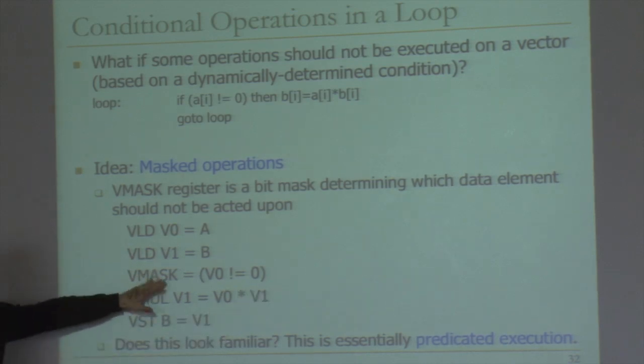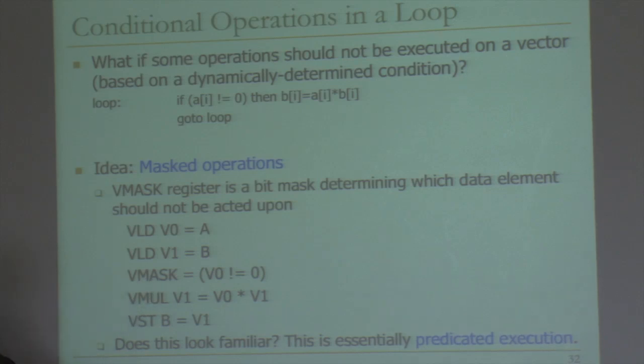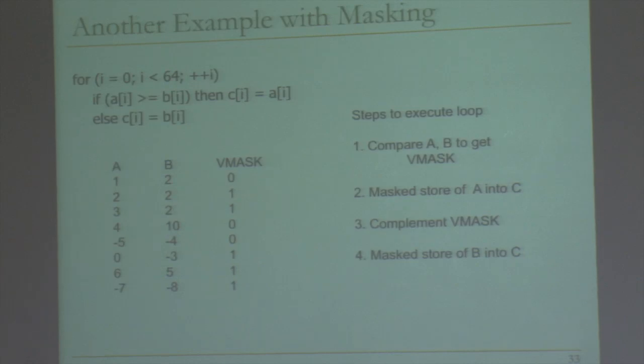And you can imagine having more vector mask registers. You can have vector mask register 1, 2, 3, 4, 5, and then you can keep doing conditional operations. OK, so another example over here with masking. I'm not going to go through this in detail, but this shows you a more complicated example. Basically, if A[i] is greater than B[i], then you copy A[i] into C[i]. Otherwise, you copy B[i] into C[i].